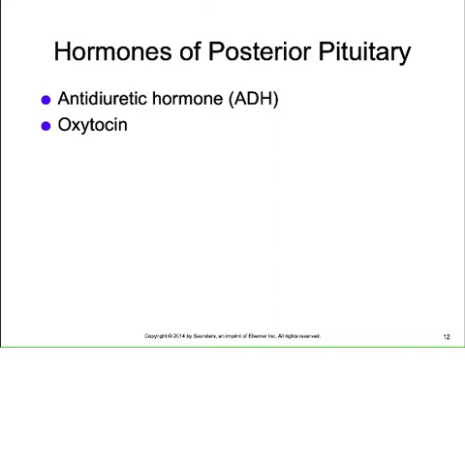In the posterior pituitary, antidiuretic hormone targets the kidney tubules and causes them to retain more water. And so that causes your blood volume and your blood pressure to rise and causes your urine volume and urination frequency to go down. Okay? And then oxytocin promotes smooth muscle contraction. So that helps with giving birth, and that also helps with milk ejection from the breasts. And it's also important in emotional bonding between mother and child. Okay? So it's one of those warm and fuzzy hormones.